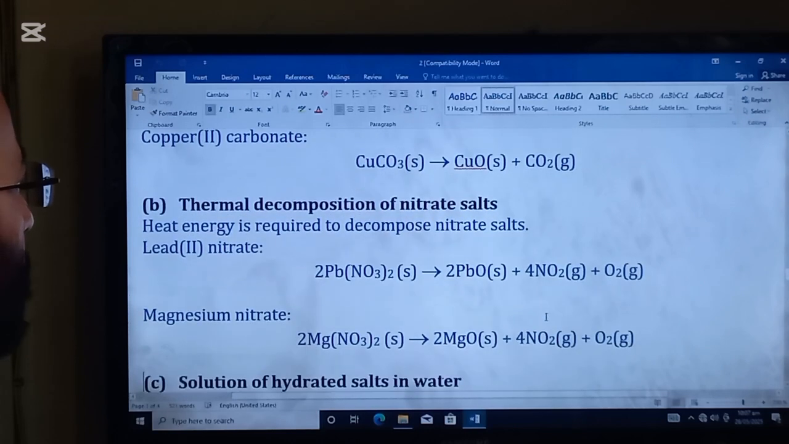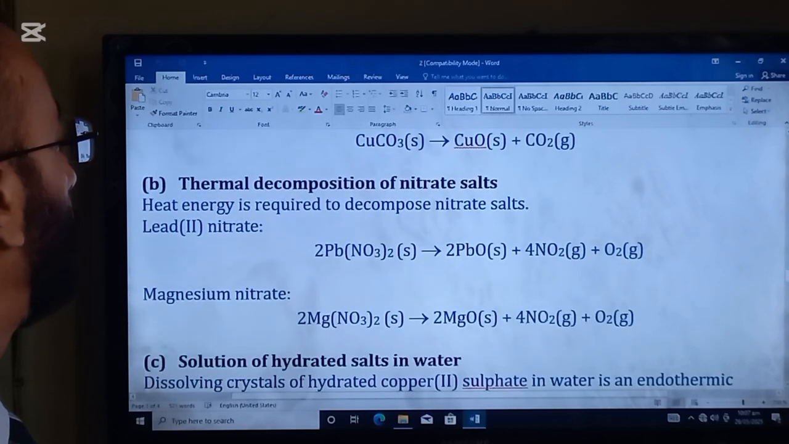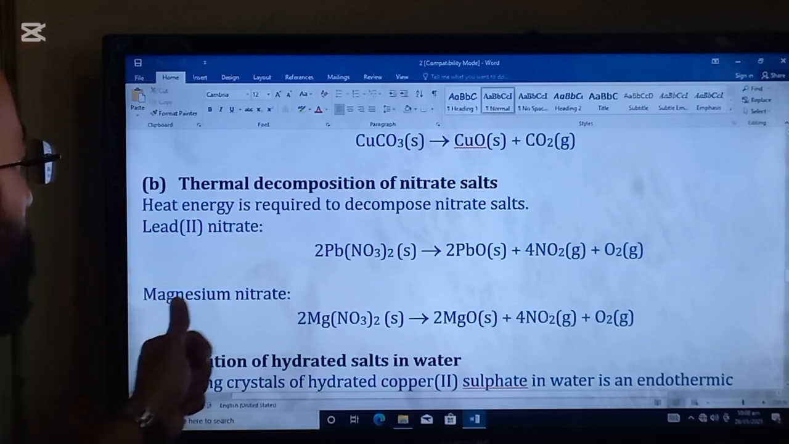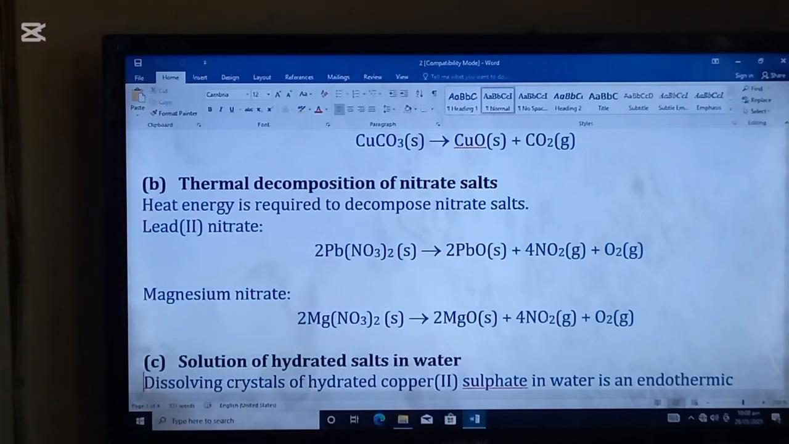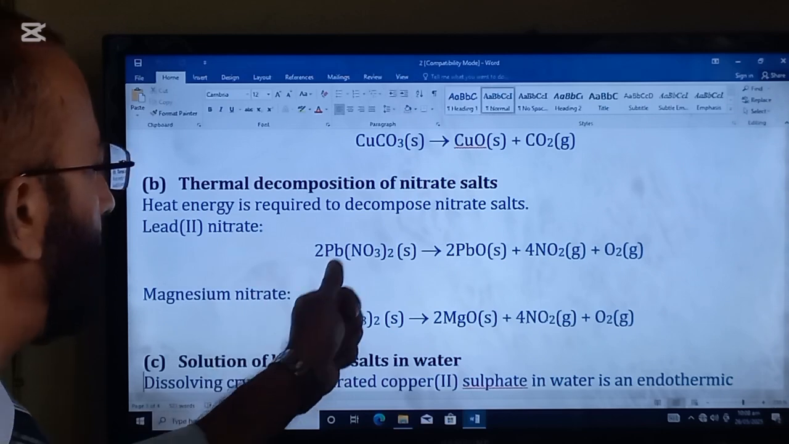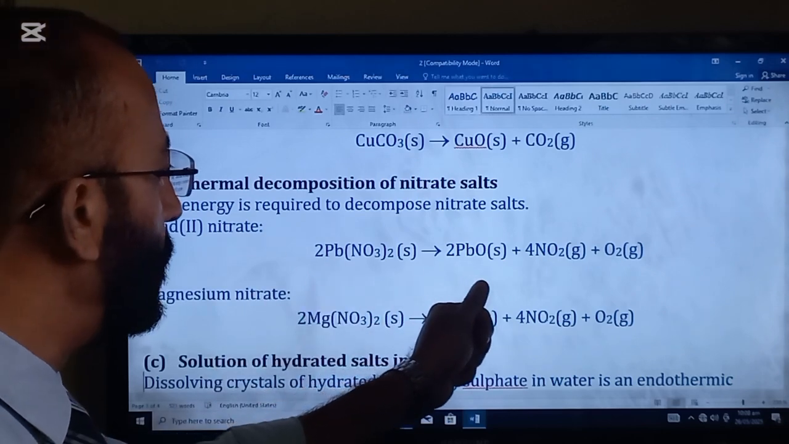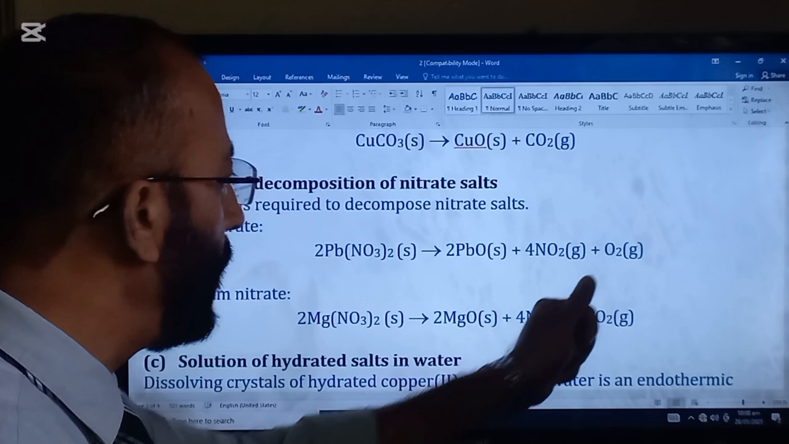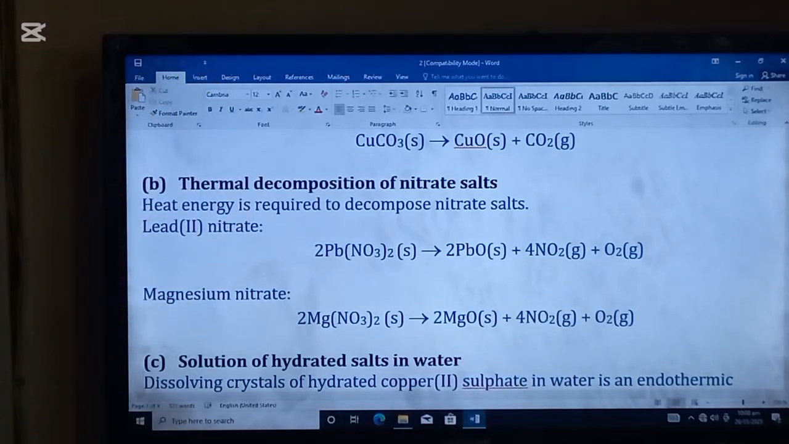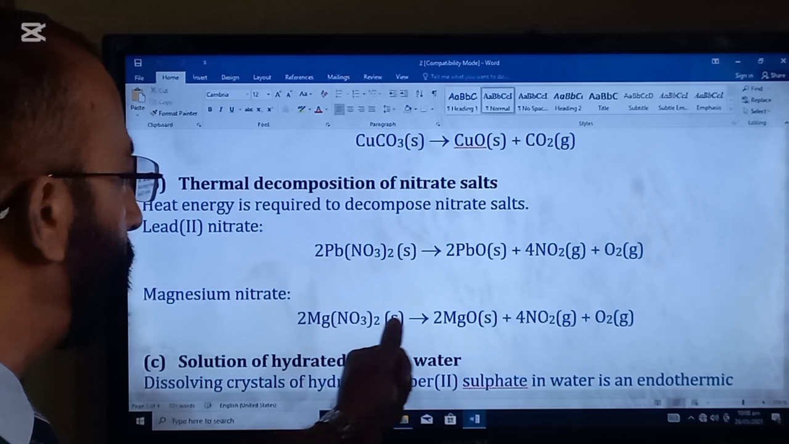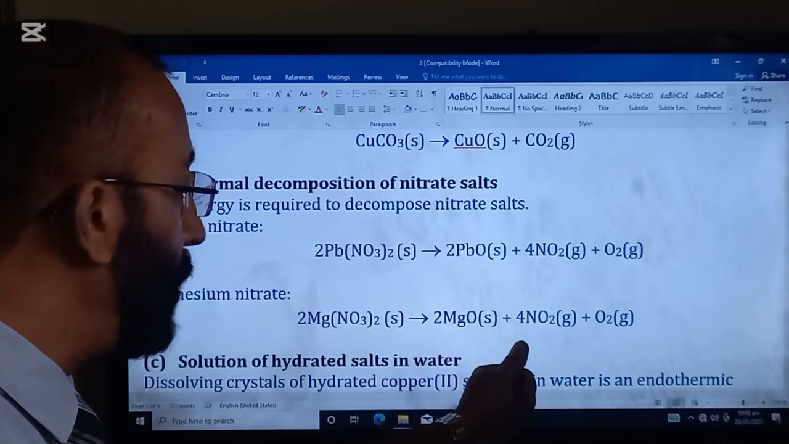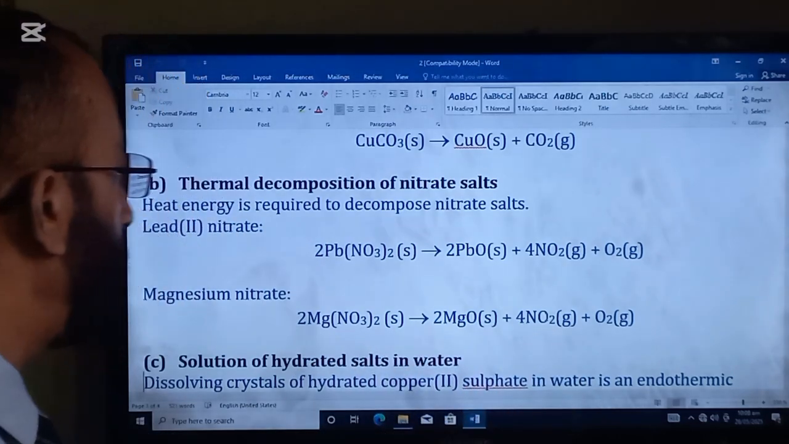Thermal decomposition of nitrate salts. Heat energy is required to decompose nitrate salts. Lead nitrate is decomposed to lead oxide, nitrogen dioxide, and oxygen. Decomposition of magnesium nitrate forms magnesium oxide, nitrogen dioxide, and oxygen.